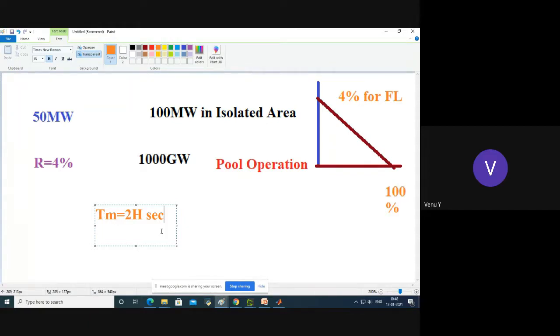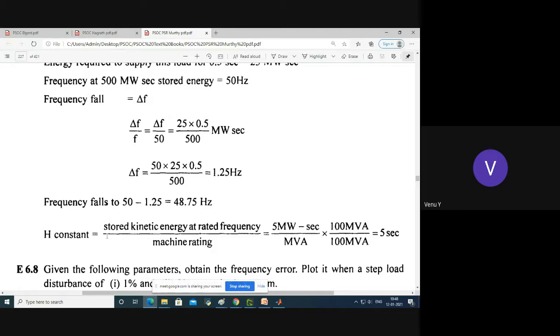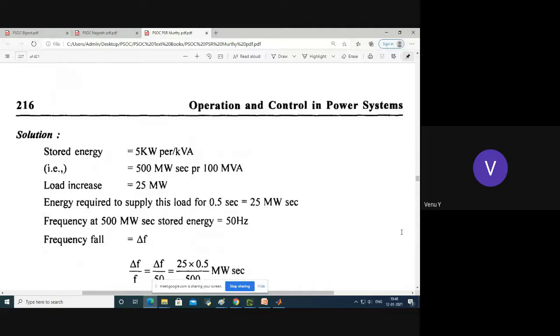This is the time constant. Therefore, H is also expressed in seconds. So you got 5 seconds. This is also known as the machine constant M, which is used in the swing equation. That is the time constant of the machine. Therefore, the H constant is 5 seconds. This is one example.